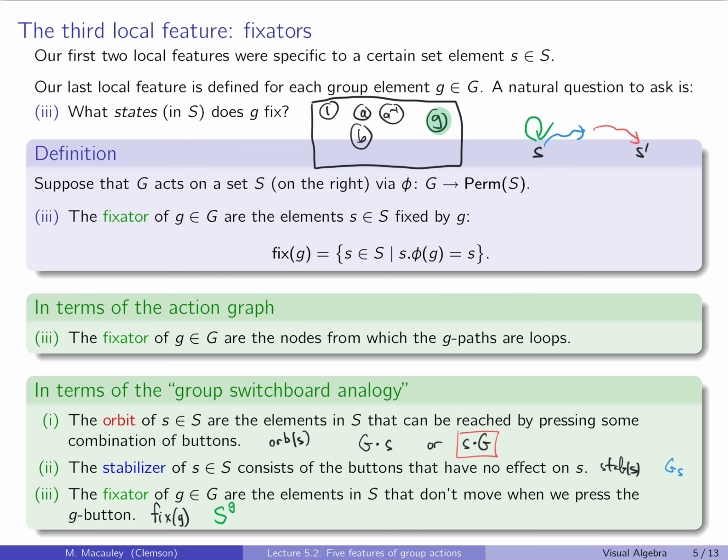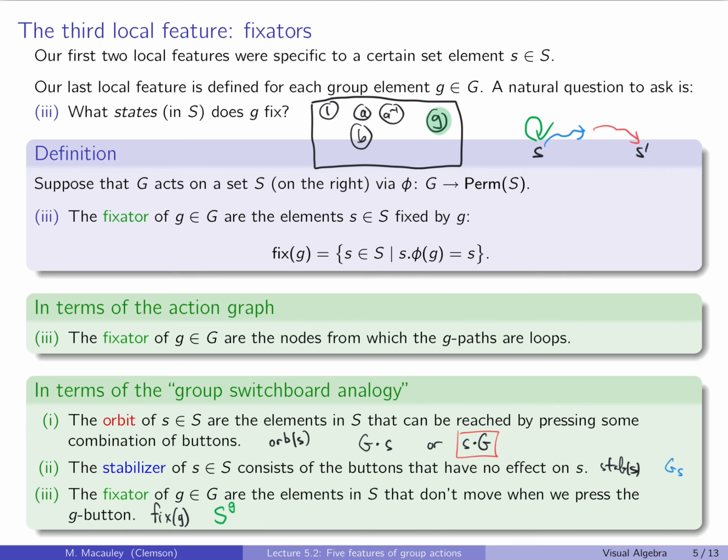Finally, I should say that some sources use different terms for these concepts. I think orbit is pretty universal, but stabilizer, well, this will be a subgroup. So sometimes it's called stabilizer subgroup, but other books call it the isotropy subgroup. And I've even seen the fixator, and I really don't like that at all because fixator means something else. But I think stabilizer is the most common. And then for the fixator, this isn't as common of a feature to study as orbit and stabilizer.